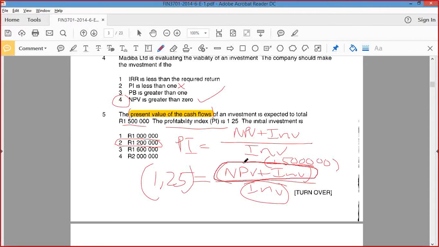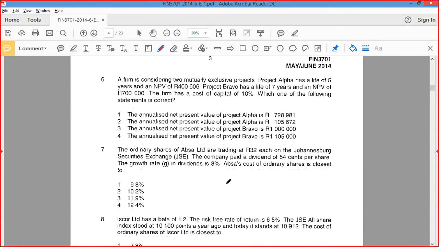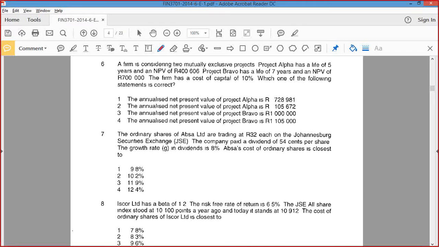Yes, it is at the top. So you would just basically work out what the initial investment is. Yes, 100%. So the total thing at the top would be 1.5 divided by I, so it would be 1.25 equals 1.5 divided by INV, and you would solve for INV. Yes. Okay, cool. I'm happy with that.